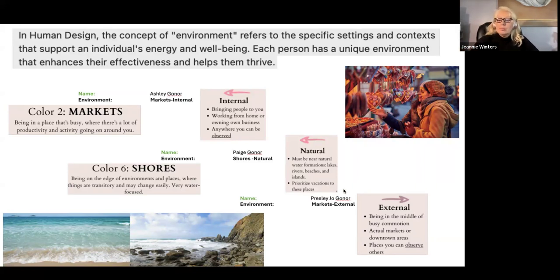Whereas Presley is external, being in the middle of a busy commotion. Actual markets or downtown areas, places that you can observe others. So she takes in, you don't like being bombarded with a lot of energy. She takes in all that sensory and decides what it just stimulates her to do what she needs to do. Does that make sense? She loves New York. Isn't that perfect, funny?